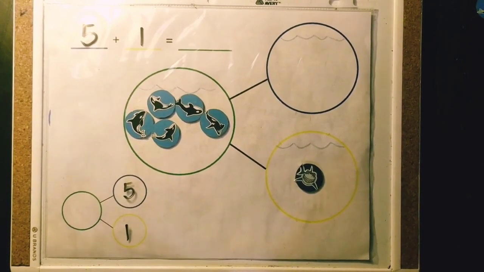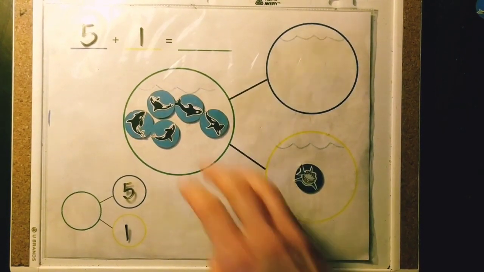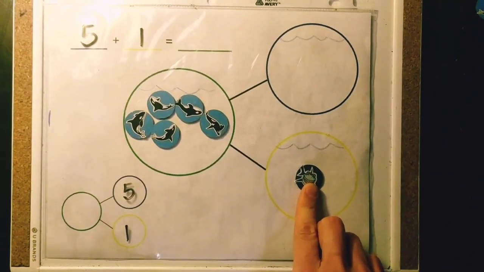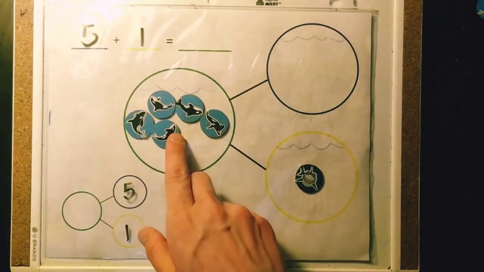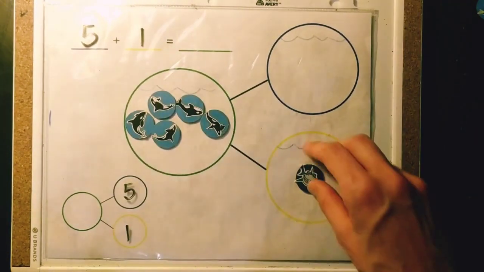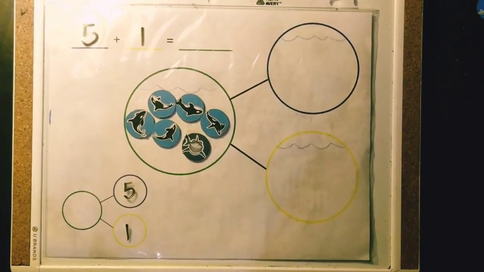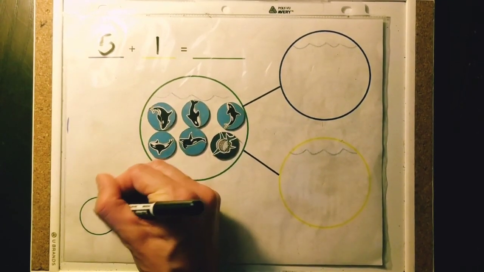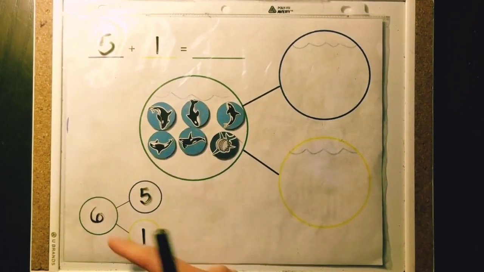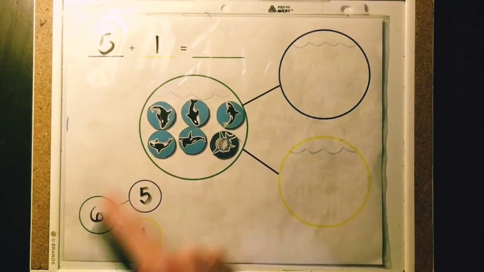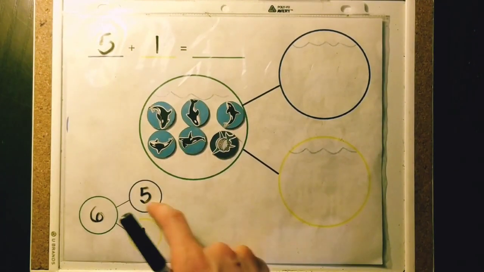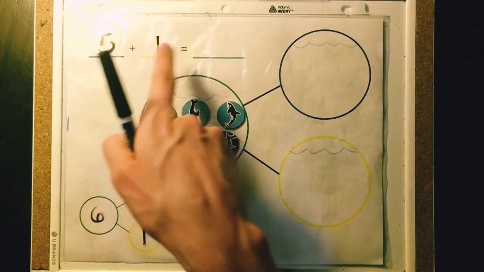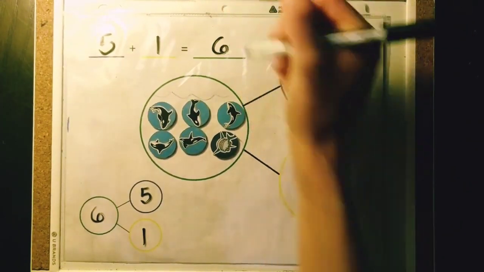But moving on with the math problem, 5 orcas are at the picnic table, and I have 1 shark that wants to join. So I have 5, and then I count on. 5, 6. The total that I have here goes in the matching circle, and then that number would go on this line. 5 and 1 more make 6.